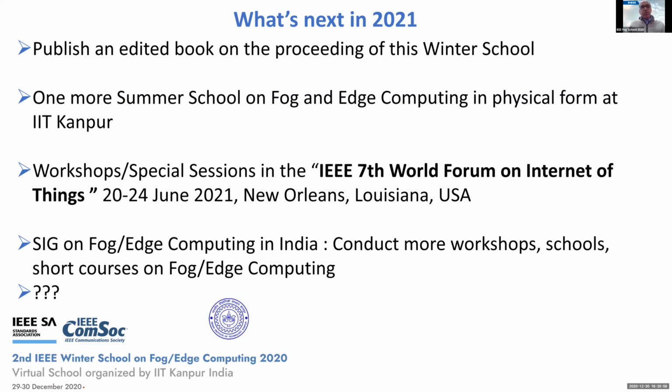So we have a large number of groups which work on wireless communication, and many of them work on IoT. For example, I work on IoT a lot, and there are many groups which work on IoT in India. So probably we could look at forming a special interest group on fog and edge computing in India, and look at more localized workshops, schools, and short courses on fog and edge computing, where we could have many distinguished speakers. We would probably be able to spread fog and edge computing more widely in India, because there's a lot of interest in fog and edge computing in India.